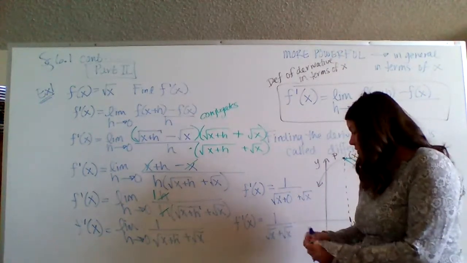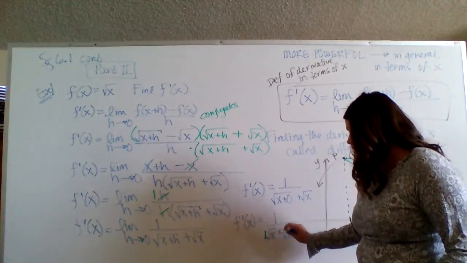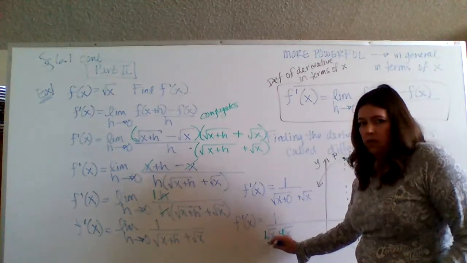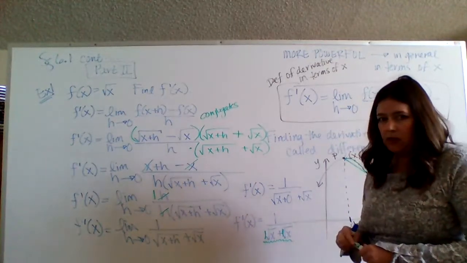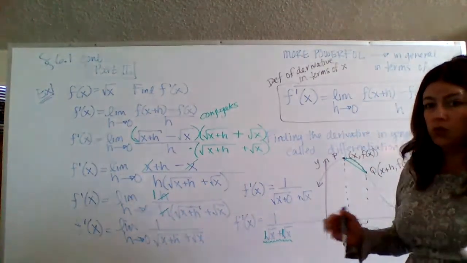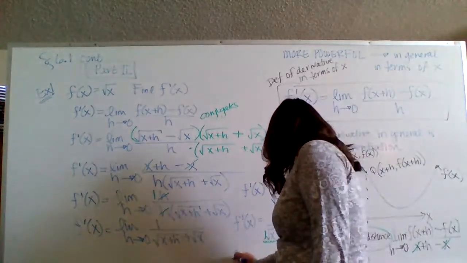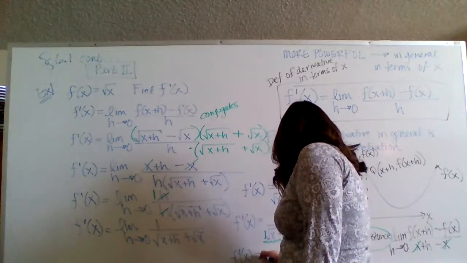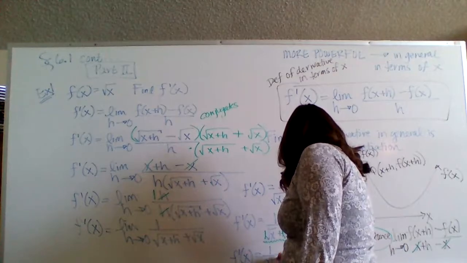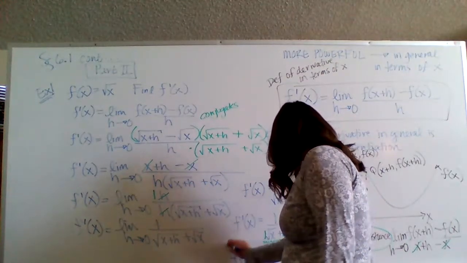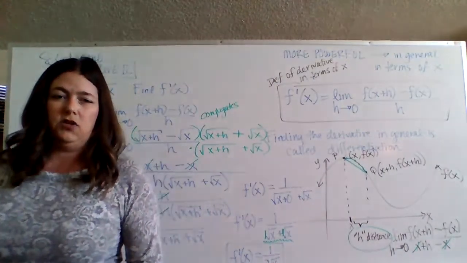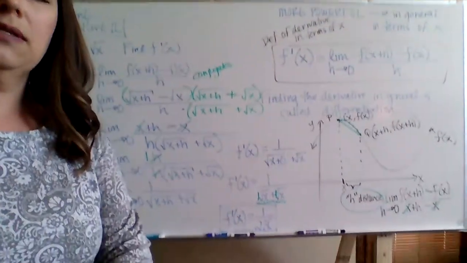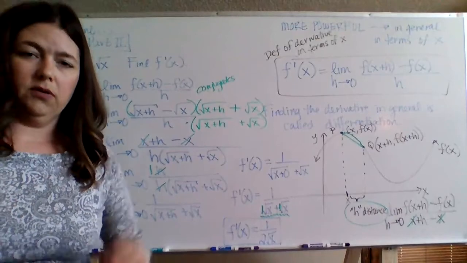This is 1 square root of x plus 1 square root of x. Aren't they the same root with the same radicand underneath? So they're like terms. So don't I have 2 square roots of x? So my derivative, f prime of x in general, would be 1 over 2 square roots of x. So now your answers are going to look like this, an answer in terms of x instead of a particular number.